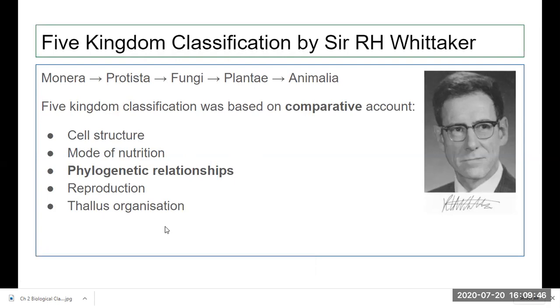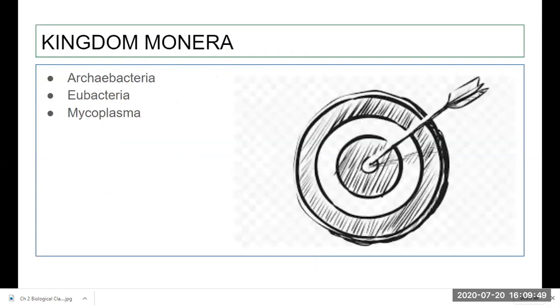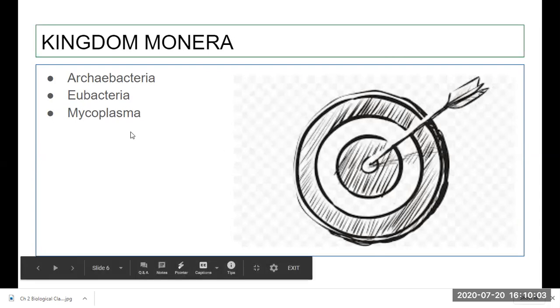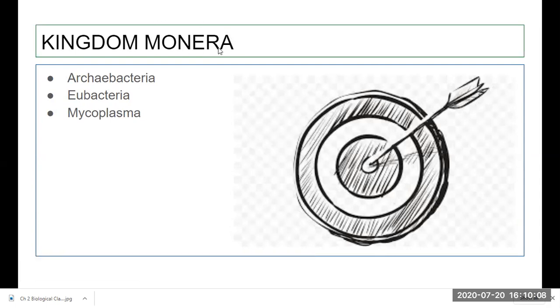Let us start with kingdom Monera first. You know that in kingdom Monera, unicellular beings are there. Now this image should help you remember that there is an arrow and it is on an aim. So AEM, not AIM. And it is there in this name also. You see the last alphabet of Monera, A. In between you see E, and then the first one here you see M. So archaebacteria, eubacteria, and mycoplasma.